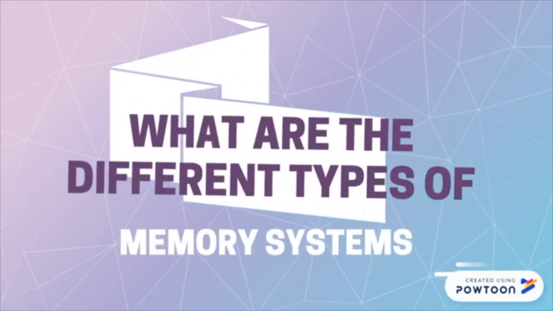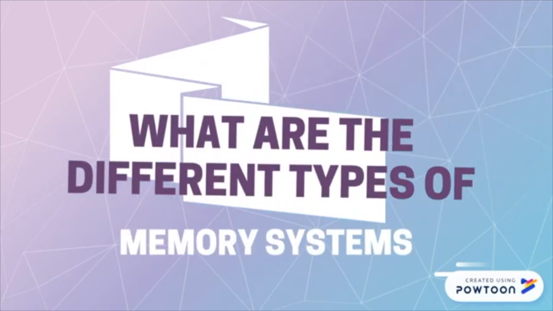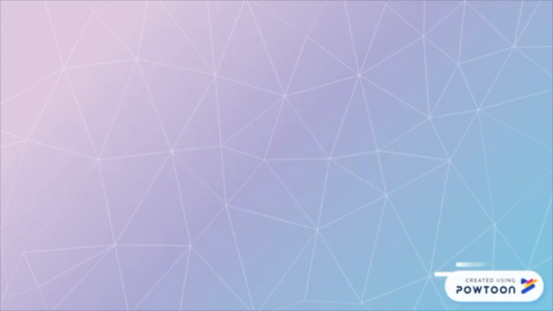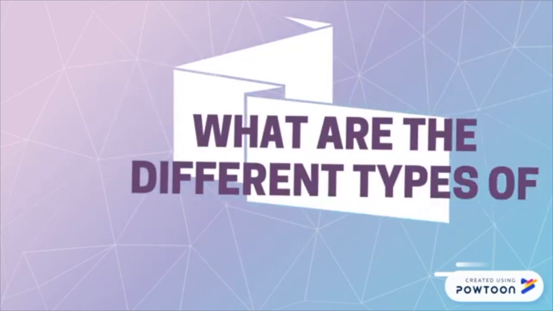In this lecture, we are going to be talking about the different types of memory systems that we have as human beings. Now, in other lectures, we're going to be talking about the difference between long-term memory and short-term memory. And these different types of memories are divided between those two major types of memories.